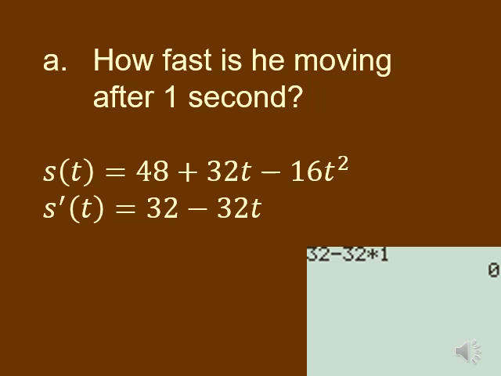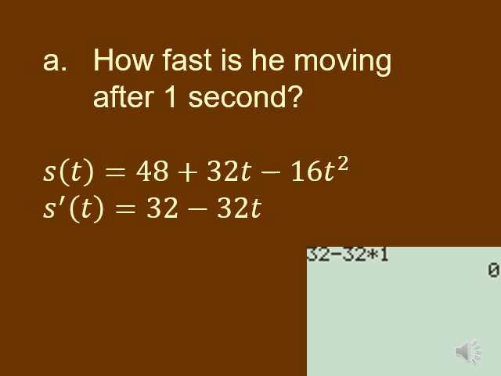So the first question, how fast is he moving after 1 second? Well, how fast is asking you for a velocity. And remember, the velocity you always get by plugging into the derivative. So we start off by finding the derivative of 48 plus 32t minus 16t squared. And by now, you should know in your sleep that that's going to be 32 minus 32t. If you plug in 1 for 1 second, you end up getting 0. So our speed or our velocity after 1 second is 0.